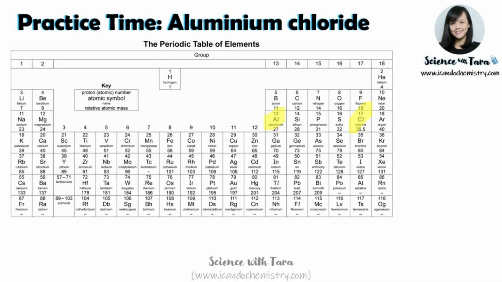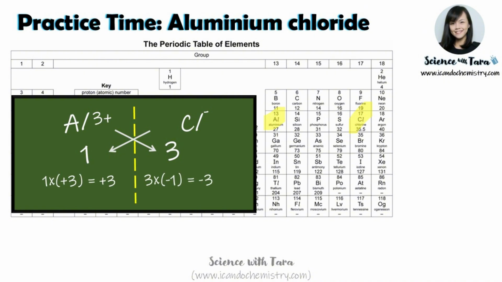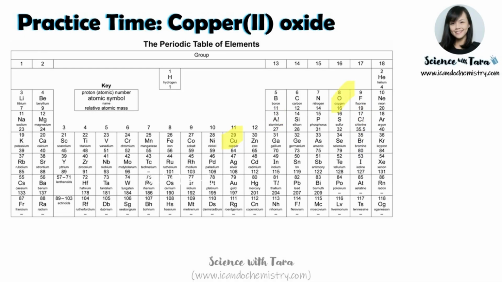Next one, aluminium chloride. Aluminium forms Al3+, chloride forms Cl-. One aluminium ion has a +3 charge, while each chloride ion has only -1. Let's bring down the charges. The ratio is 1:3. So it means that to balance the +3 charge, we need 3 chloride ions. So the formula is AlCl3.